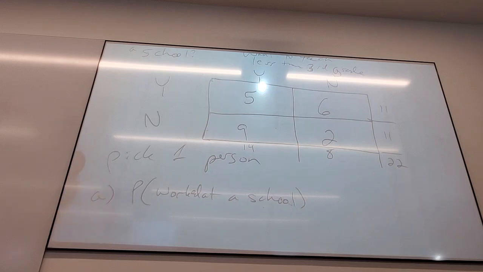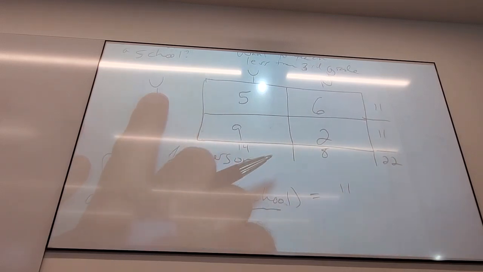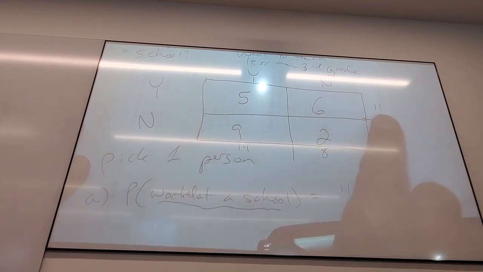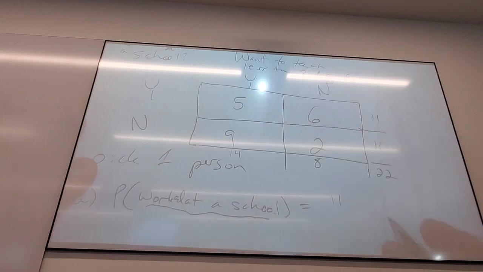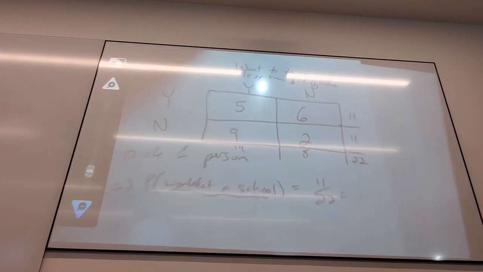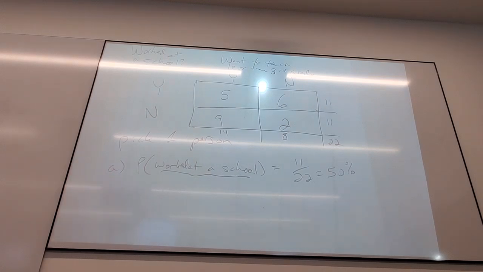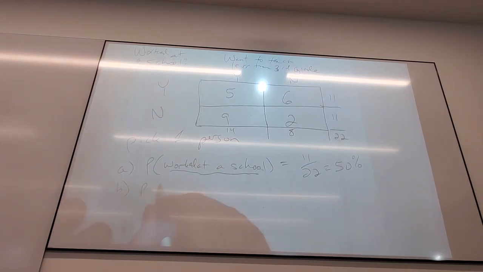So like Tyndall said, there are 11 people that match what I'm asking for. They worked at a school. 11 people have worked at a school out of 22 people, so that's what percentage? Holy shit, 50%. One more easy one before we get into the little more tricky ones.